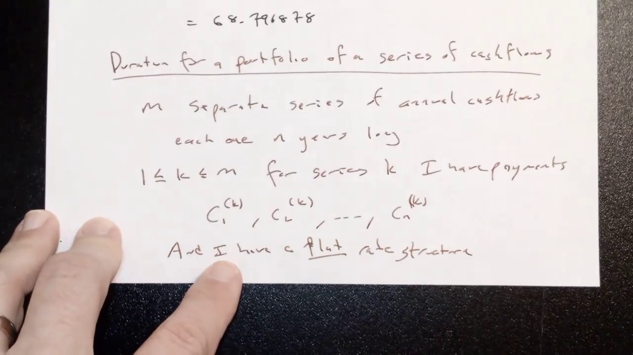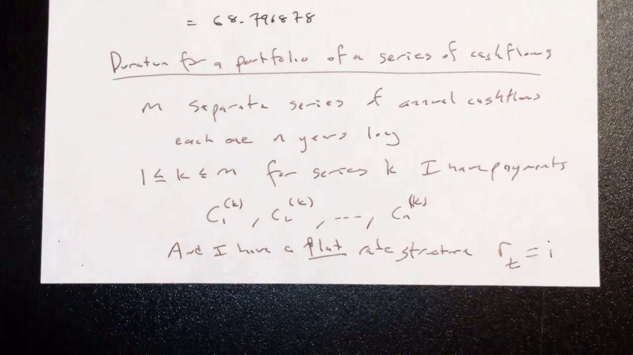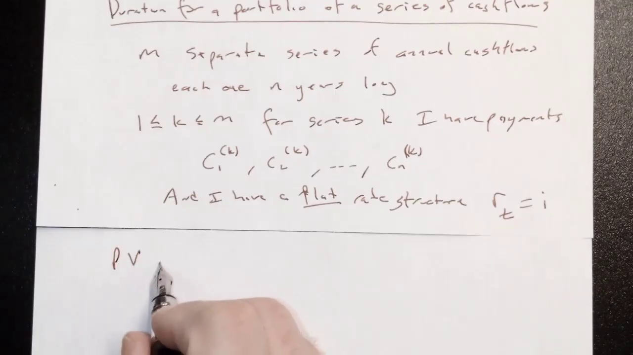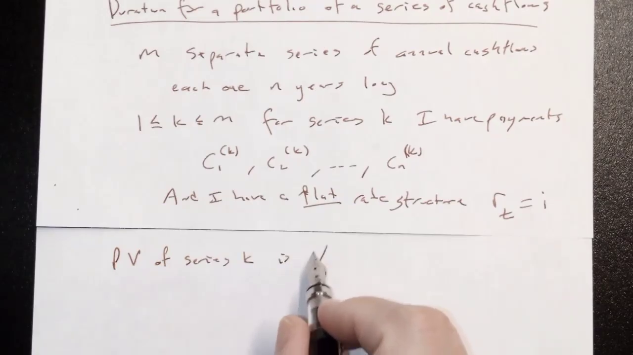In addition, I'm going to assume I have a flat rate structure. All the interest rates are I for the whole time. The present value of this cash flow series is some number. Let's call it XK.